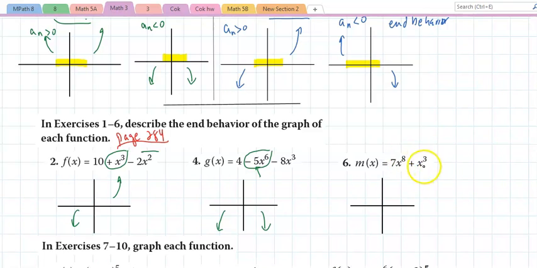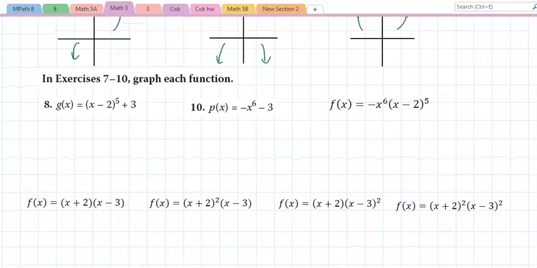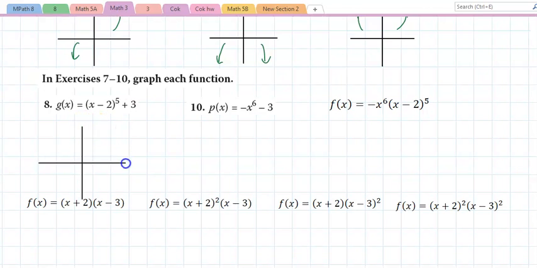Here, I notice that the highest power term, the leading term, is 7x to the 8th. X to the 8th is even, like x squared. Since that's positive, that's going to look like a parabola in the long run. There it is. Now, they ask us to graph, and we know how to graph those, but I want to really elaborate on something you have not paid attention to yet. And let's do that.